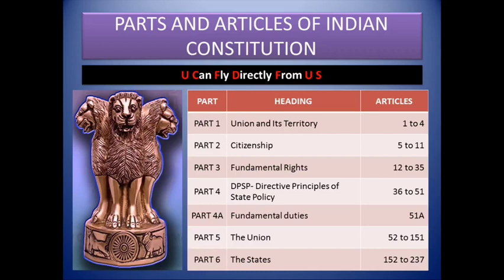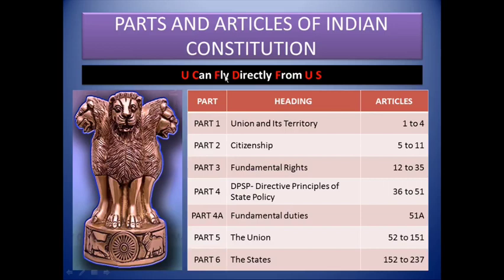So, to remember these parts, I have a small wording. You can fly directly from US. At the top it is shown that you can fly directly from US. U means Union and its territory. C, citizenship. F, fundamental rights. D, directive principles. F, fundamental duties.